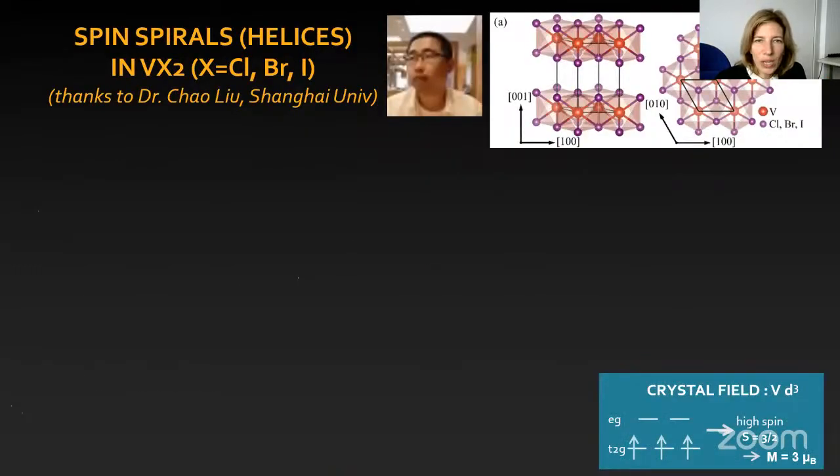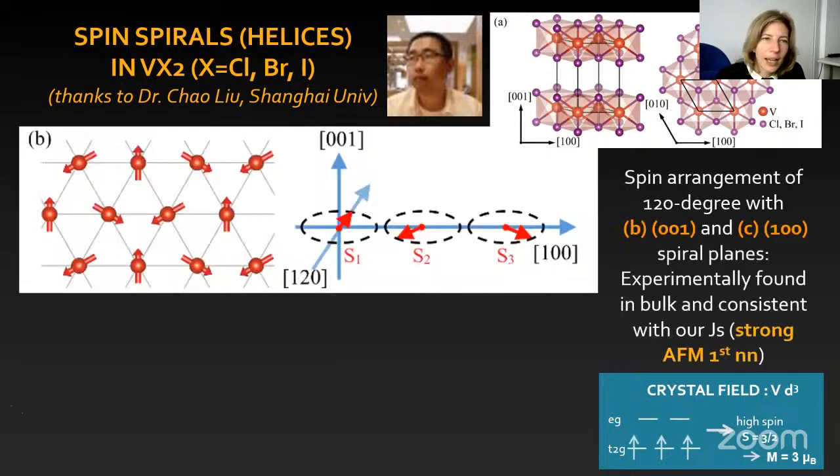Okay, and so to do this, we moved to a slightly different class of material, the cousin of the nickel halides, the vanadium halides. So here I have vanadium d3, which fills half of the t2g shell, and the eg is completely empty. If you calculate the exchange constant in vanadium halides, the first nearest neighbor is antiferromagnetic. So we expect this to be a realization of the 120-degree Néel state that I showed you in the beginning.